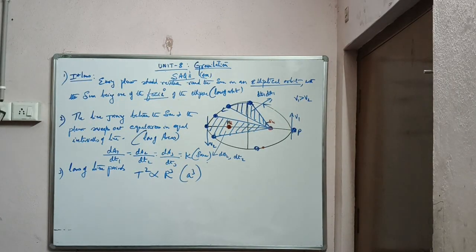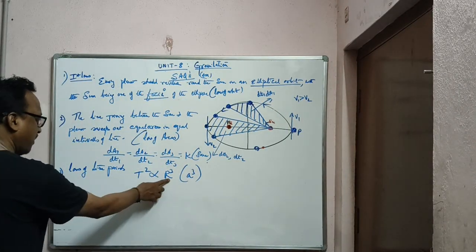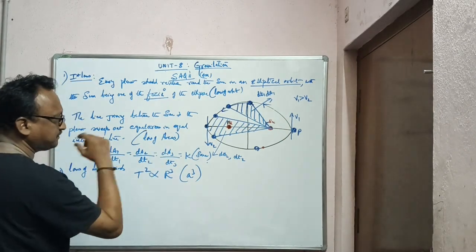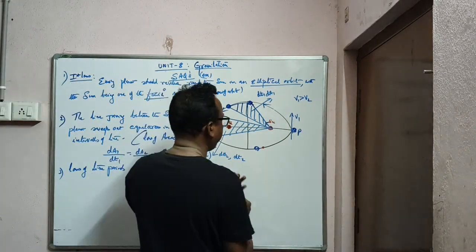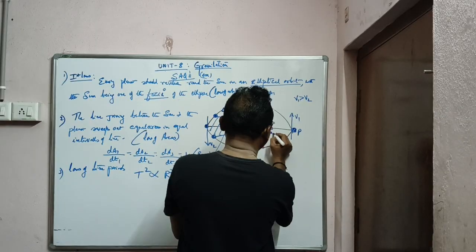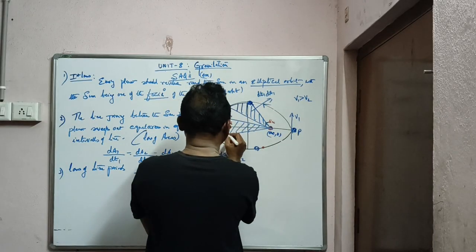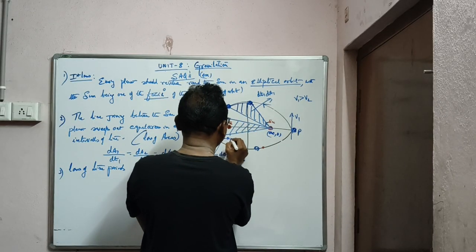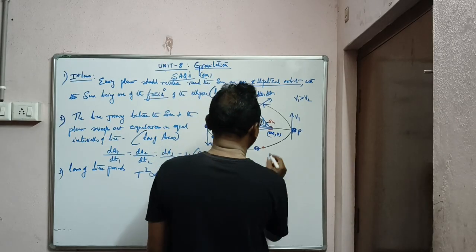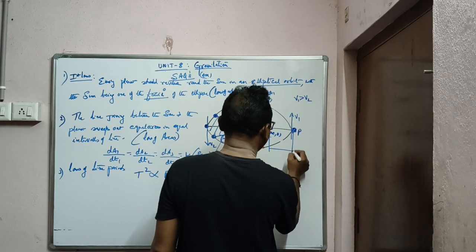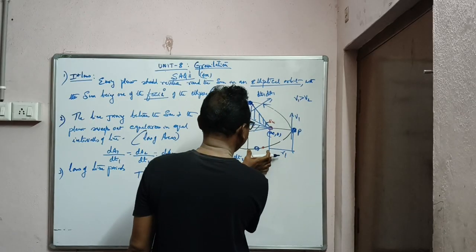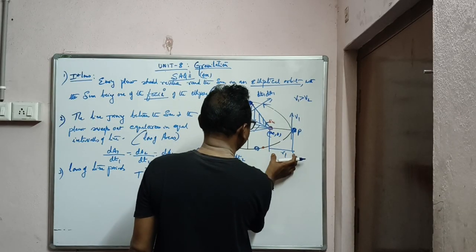Clear? So this is the third one, the cube of either r or a, because here the coordinates are ae, 0, and here minus ae, 0. So that is why it is coming. So the planet's first distance here is r1, and this is a.